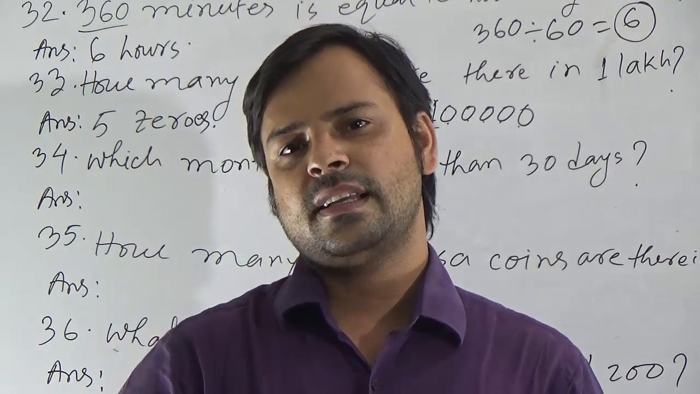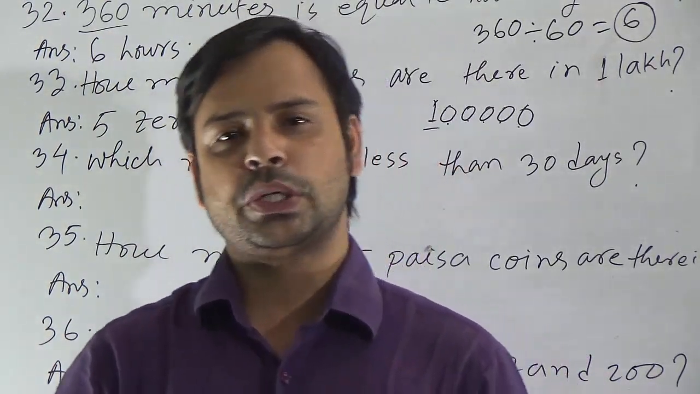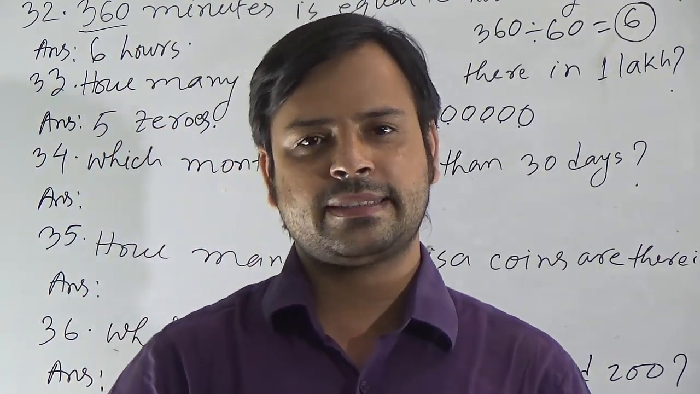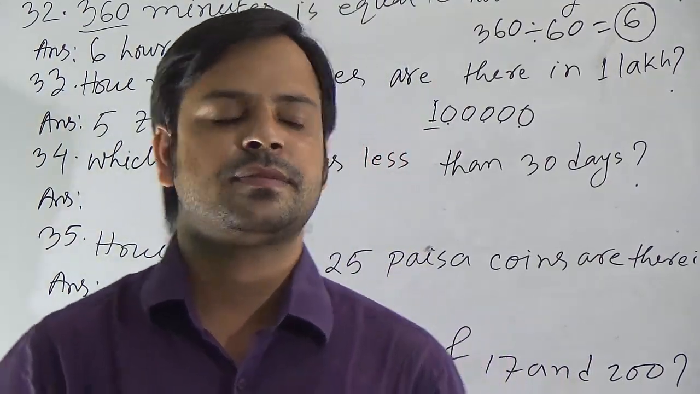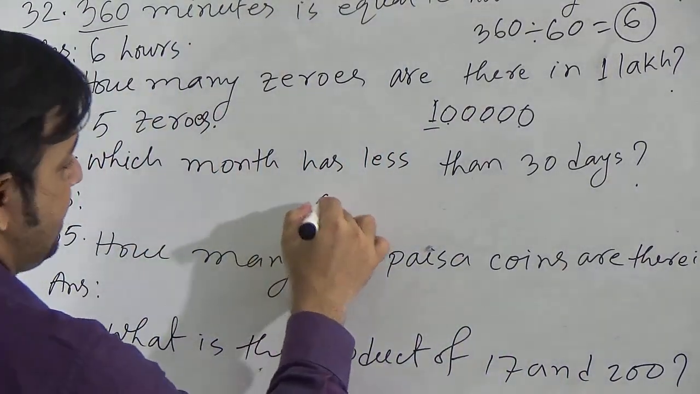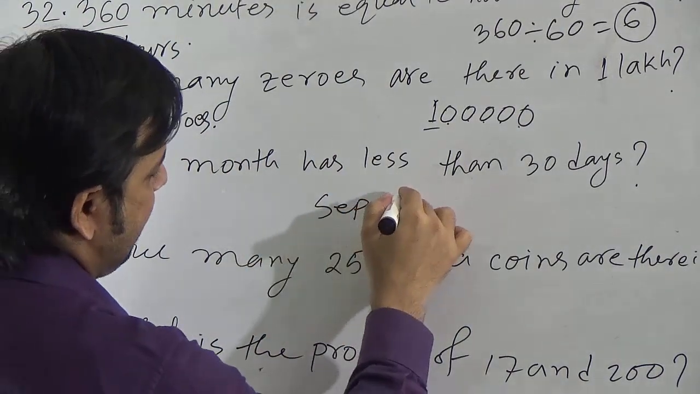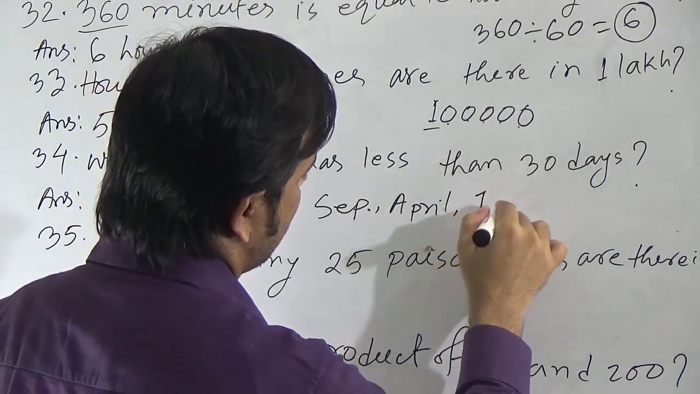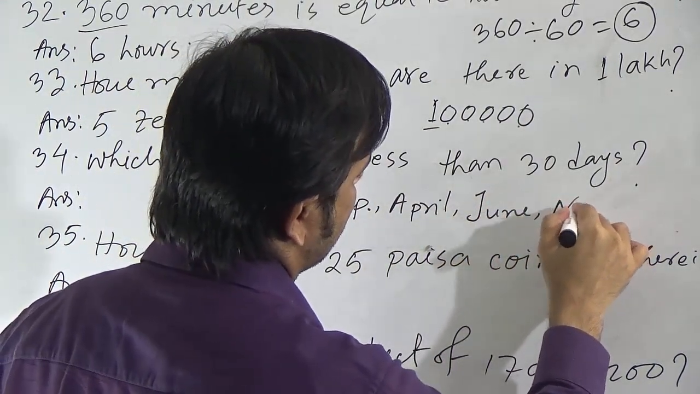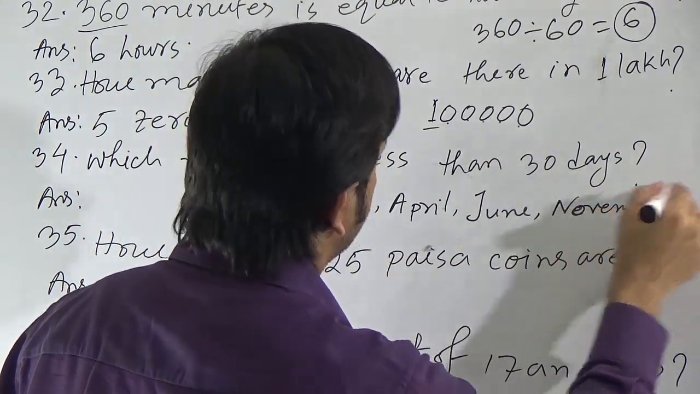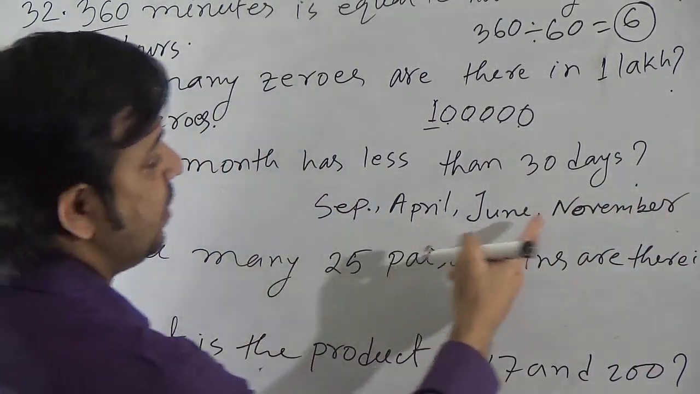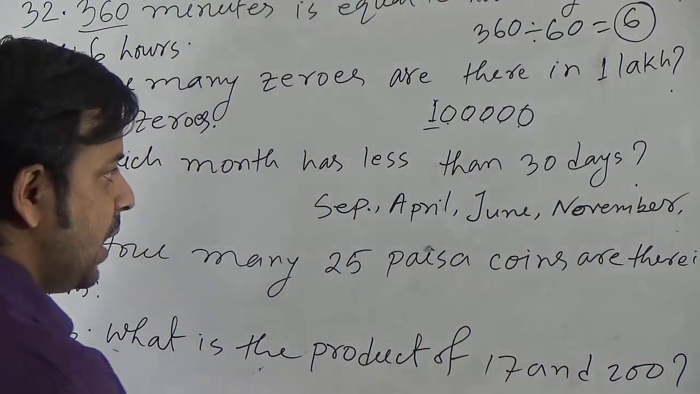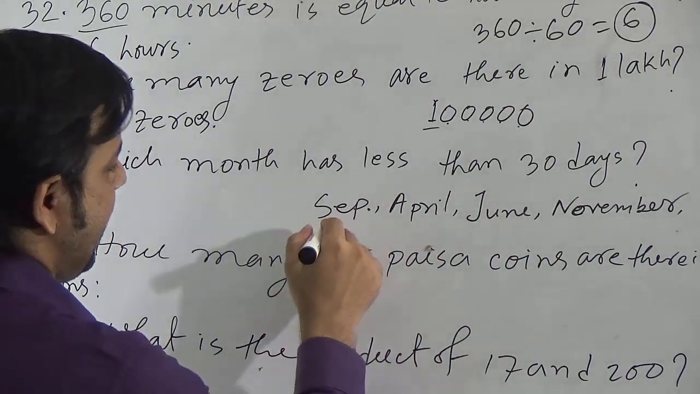30 days has September, April, June and November. All the rest have 31 except February. It means that 30 days has September, April, June and November. All the rest have 31 except February.